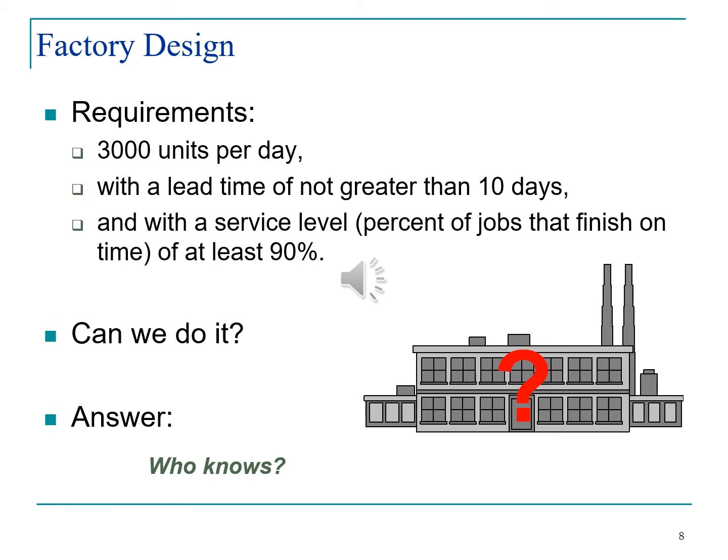In the same way, from a manufacturing perspective, we can have a requirement to design a factory that produces 3,000 units per day with a lead time of no greater than 10 days, and with a service level, the percent of jobs that finish on time, of at least 90%. The question again is, can we do it? The answer is, who knows? So we need to define these concepts in order to make decisions that can help us answer these questions.